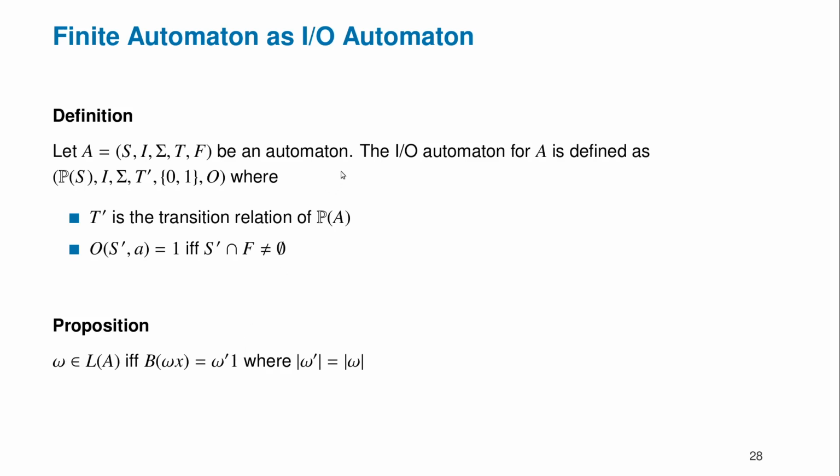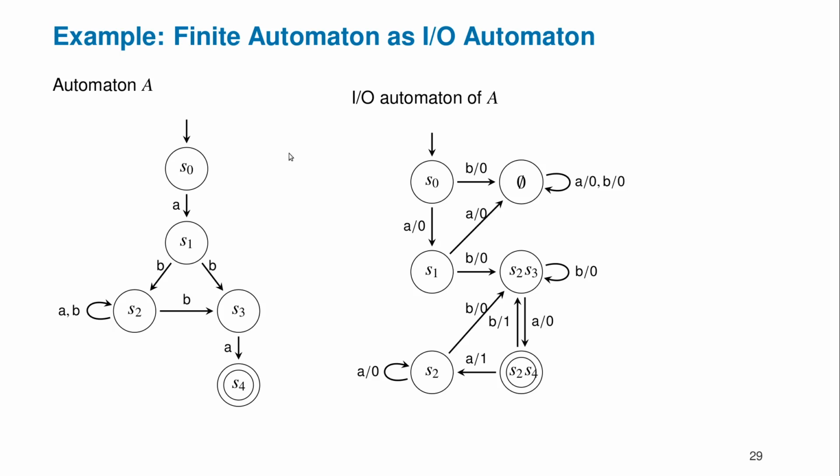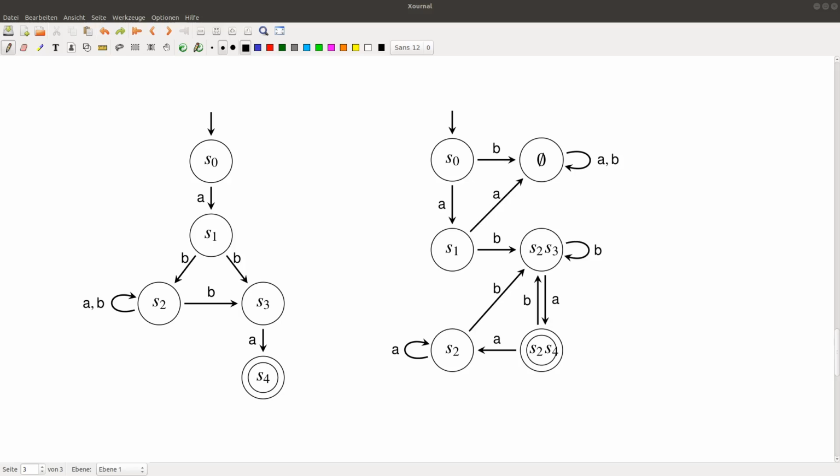And to illustrate how this works, let's look at an example, and I switch to my writing space. Given is this automaton here on the left, let's call it A, and on the right hand side I already prepared the power automaton of A, and I want to transform this power automaton into an I/O automaton. So we want to have the I/O automaton of A. And this is very simple. We add /0 to all labels of edges that do not come from a final state.